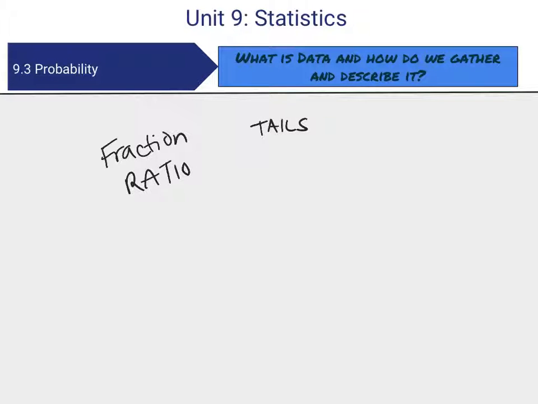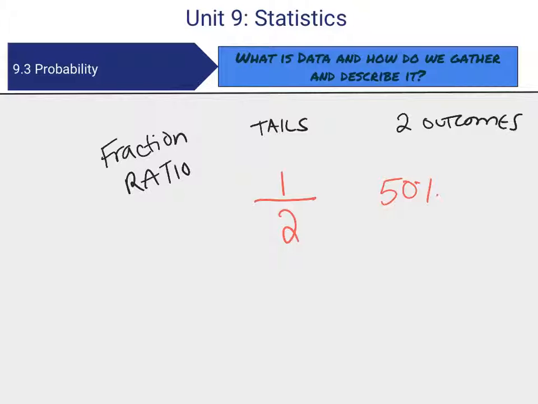Well, you only have two outcomes, either heads or tails. So the probability that you are going to flip a tail is one out of two total outcomes. You could write that as a fraction, or like many of you said, 50%.